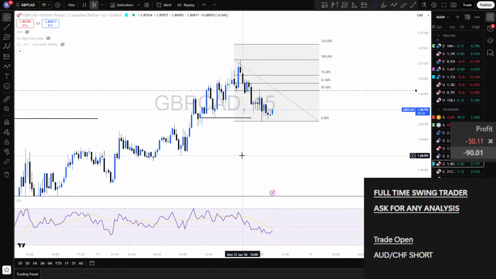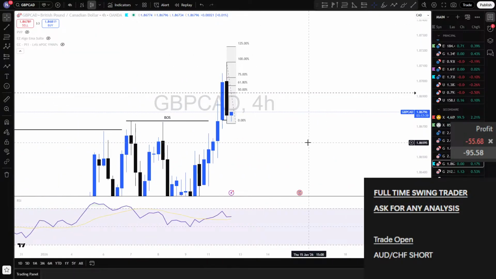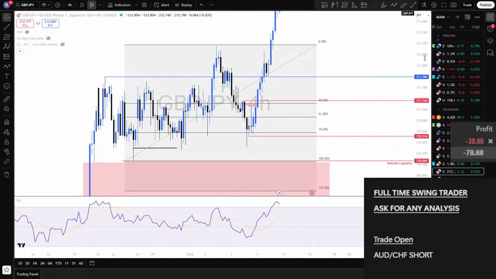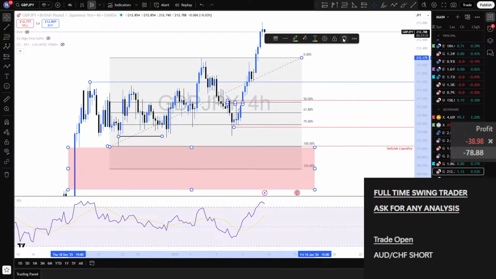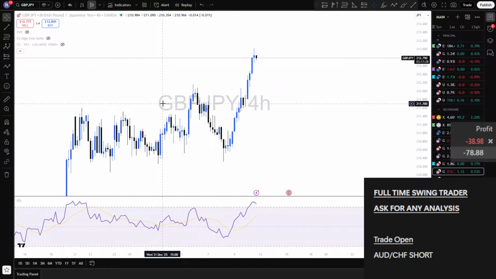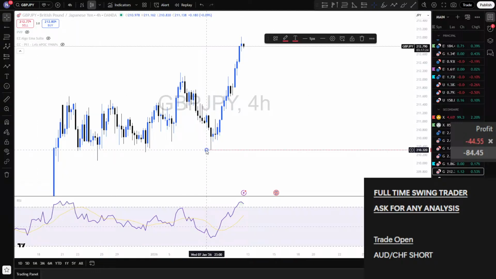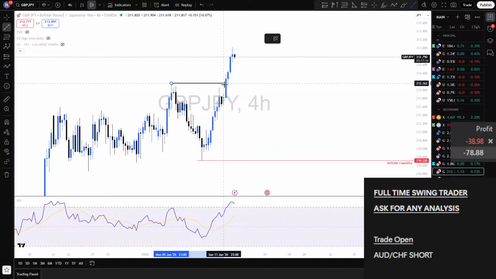Okay, GBP CAD, nothing to do yet. Next one, GBP JPY, like USD JPY basically. Let me update my chart. So the last flow is here. GBP JPY, and now there's nothing to do. The new high starts there.